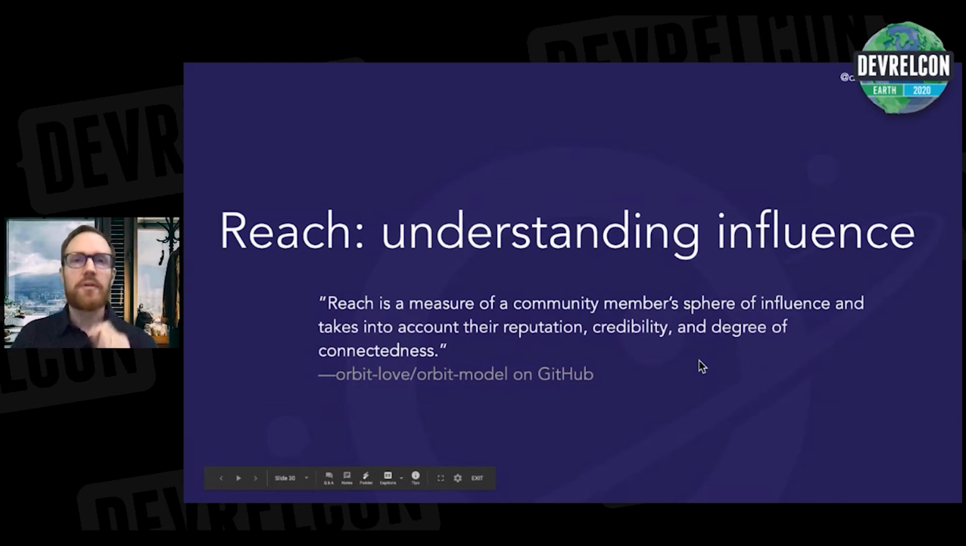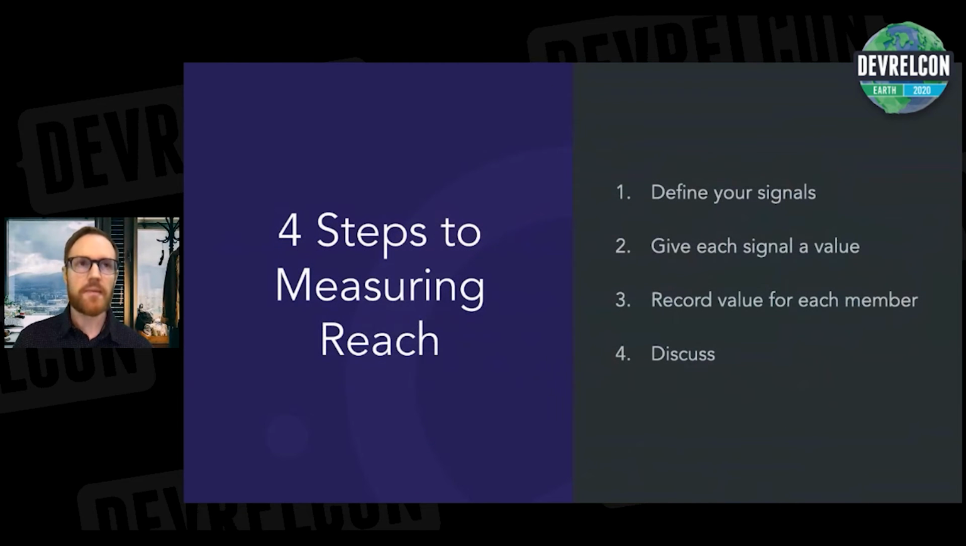So from love, we're going to jump over to reach, which is our second metric. Reach is a measure of a community member's sphere of influence and takes into account their reputation, their credibility, and their degree of connectedness. If you remember from the orbit model diagram, love is how close they are to the center, and reach we show visually as the size of that planetary body that's there in orbit. So someone with a Jupiter-sized reach is going to be depicted much larger than someone with an Earth-sized reach.